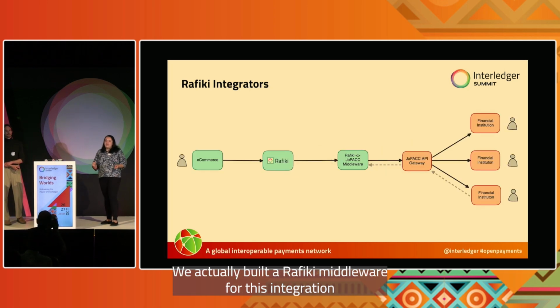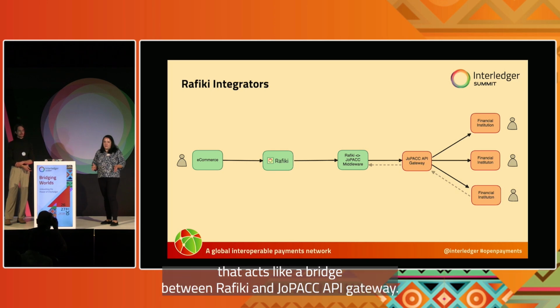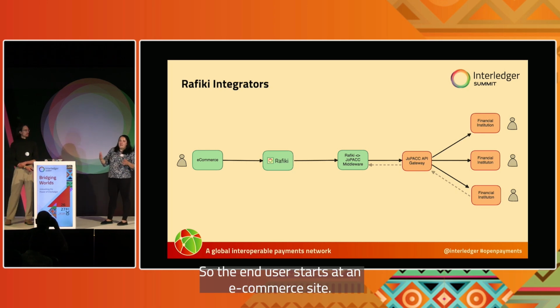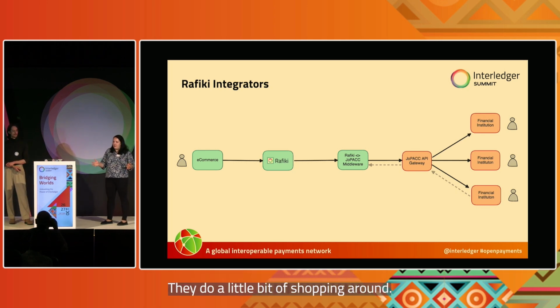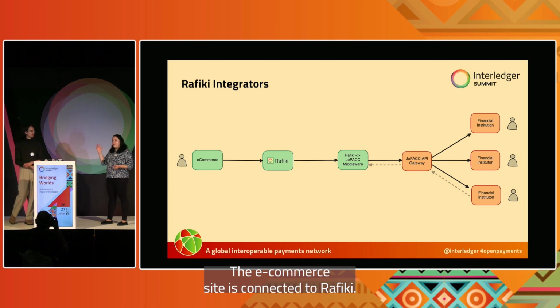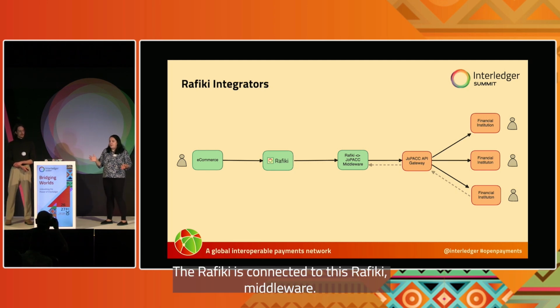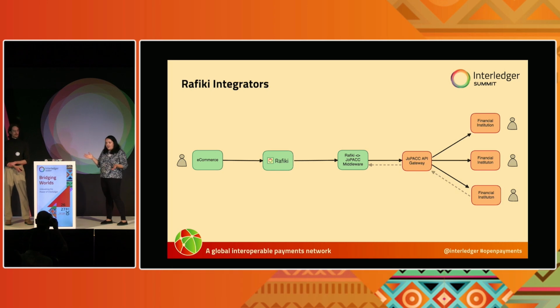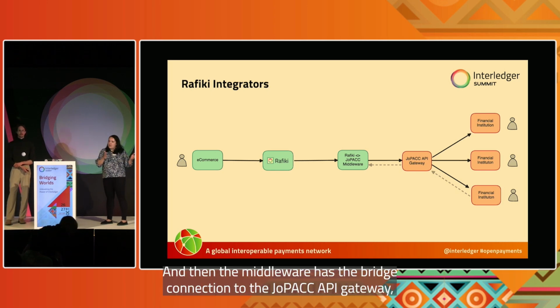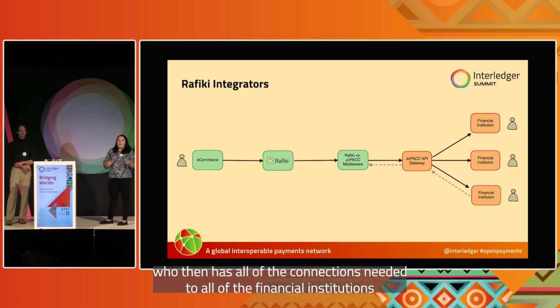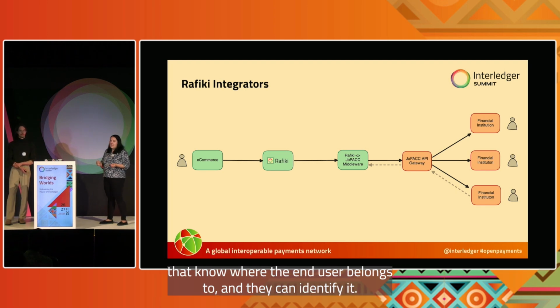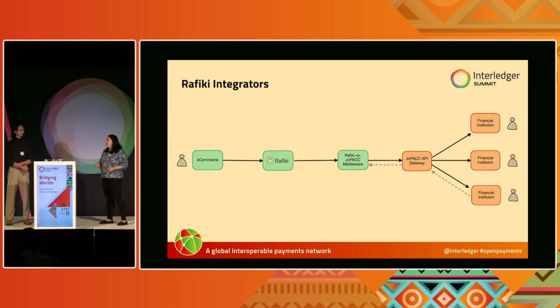We built a Rafiki middleware for this integration that acts like a bridge between Rafiki and the JoPACC API gateway. The end user starts at an e-commerce site and does a little shopping around. The e-commerce site is connected to Rafiki, and Rafiki is connected to the Rafiki middleware. The middleware has the bridge connection to the JoPACC API gateway, which has all the connections needed to the financial institutions that know where the end user belongs and can identify them.